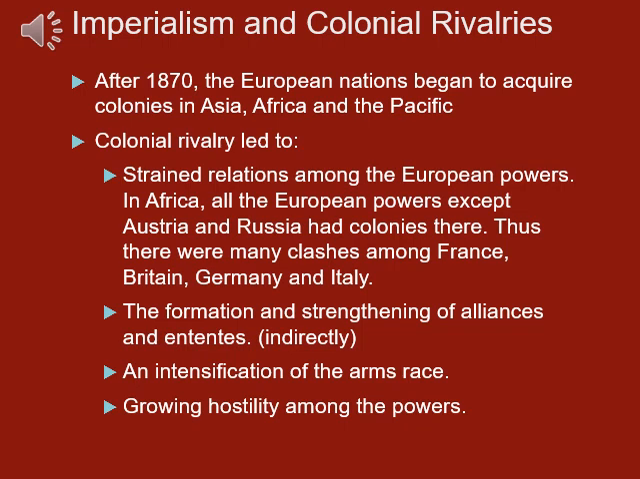The formation and strengthening of alliances and ententes, either directly or indirectly, came about because of the imperialism and colonialism after the Industrial Revolution. This led to an intensification of the arms race, where each nation was preparing for war, and fostered a sense of growing hostility among these powerful nations.